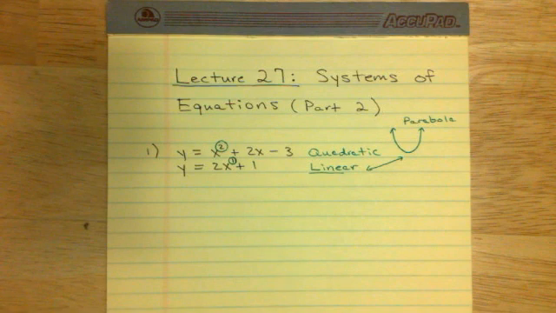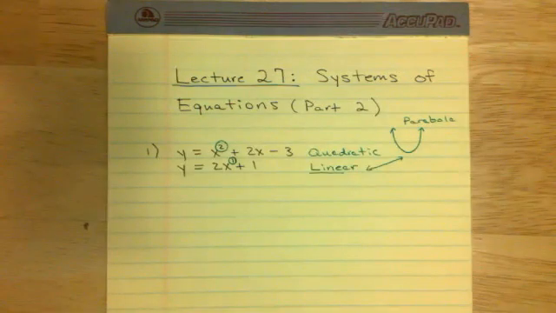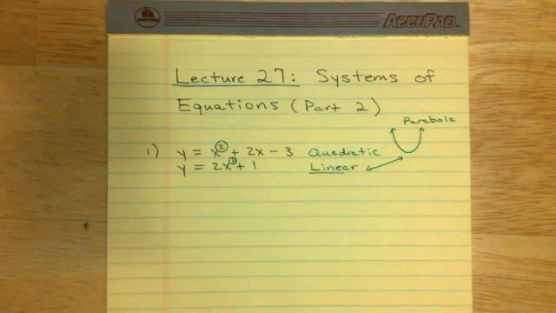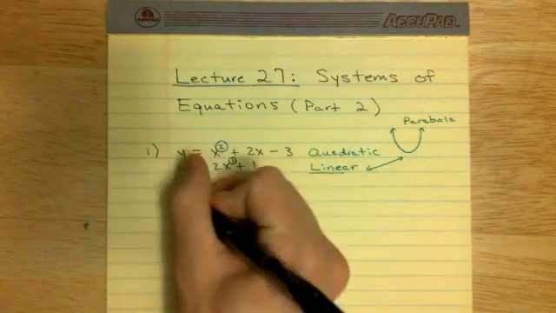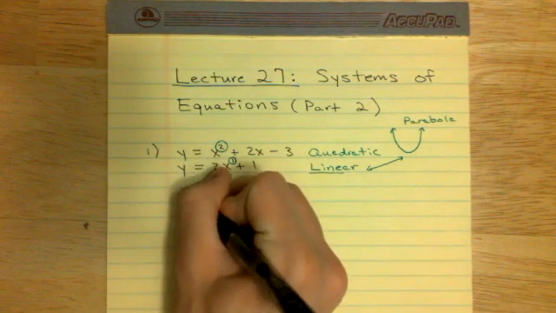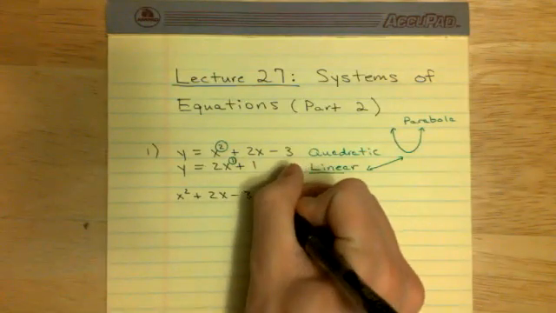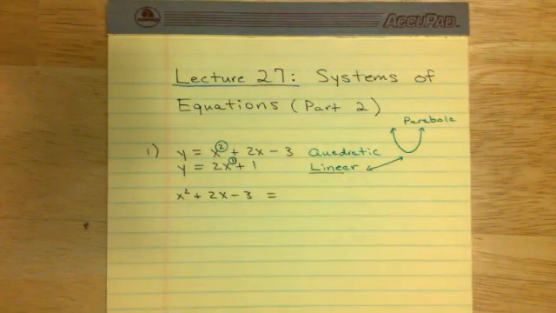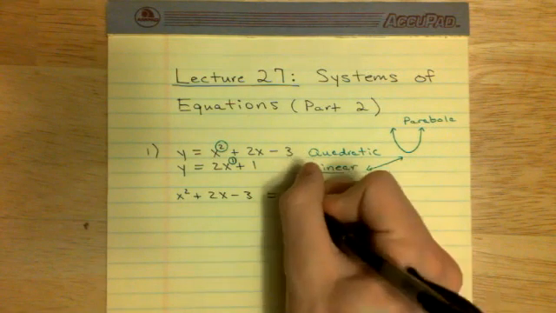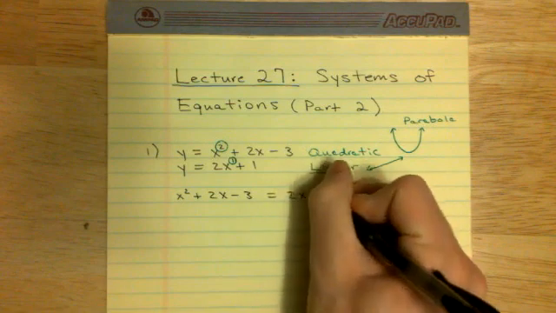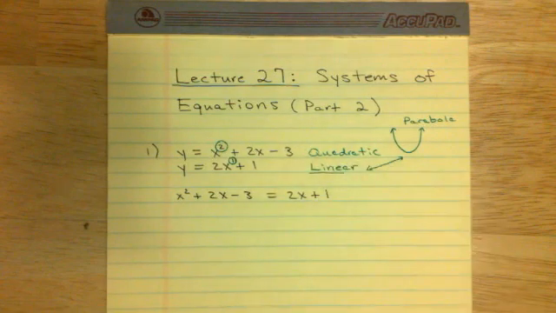Now, when I want to solve a system of equations, what I always do is I always put the quadratic part on the left side. And then the linear part I put on the right side. So I'm going to take the x squared plus 2x minus 3, set it on the left side. On the right side, I'm going to have the 2x plus 1. Okay, so now I've got it set up.